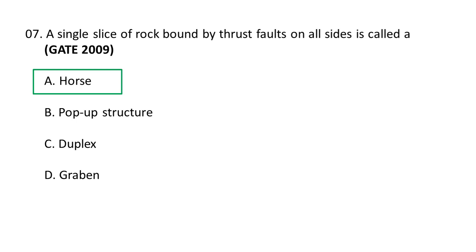In geological terms, it is not a horst. So that means horst refers to a larger raised block of land which is bounded by faults, while a horse is a smaller individual slice of rock within a thrust fault system. So this is the difference between horse and horst. A single slice of rock which is bounded by thrust faults on all sides is called a horse.